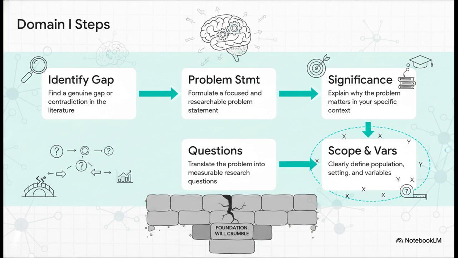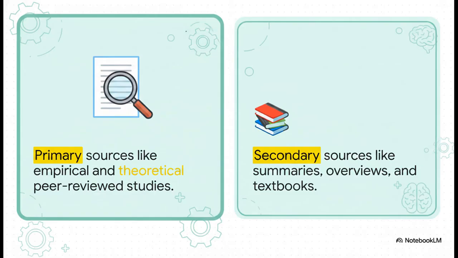Then, and this is absolutely crucial, you draw a boundary around your study by defining its exact scope and variables. Finally, you translate all of that into measurable research questions. If you skip any of these steps, your entire foundation is going to crumble. Okay, once your problem is locked in, domain 2 steps up, requiring you to be a highly critical consumer of literature. Now, I know it's super tempting to just lean on broad textbook summaries, especially when you feel like you're drowning in hundreds of articles.